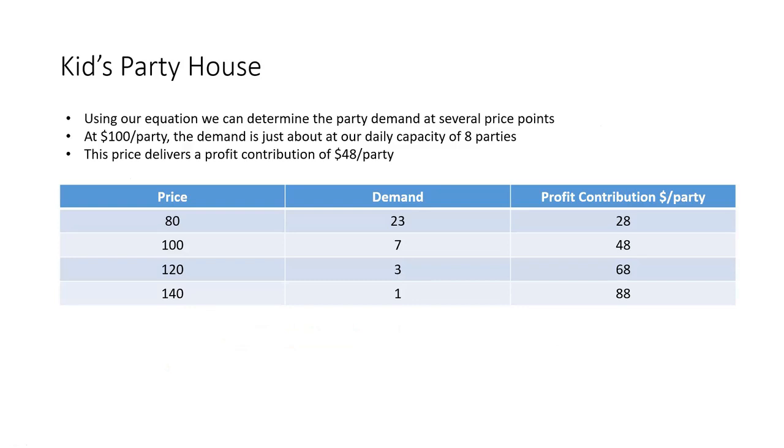And looking at the different price points and the different demand that would be calculated from those price points, we can see that at $100 per party, the demand, which is calculated to be 7, is just about at our daily capacity of 8 parties. And at this price, each party would deliver a profit contribution of $48 per party. And so we chose $100 as the price point for weekday parties.